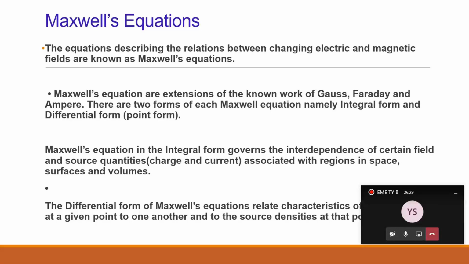So we are going to find out both the integral form and the point form of the same equation. There are two basic forms of Maxwell's equation: one is integral form and the other is point form. Then the third part, Maxwell's equation in integral form governs the interdependence of certain field and source quantities associated with the region in space, surfaces and volumes.